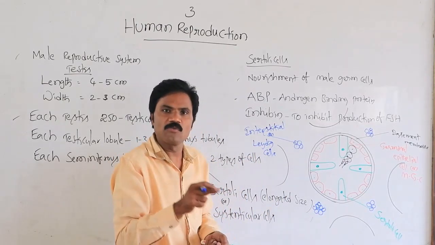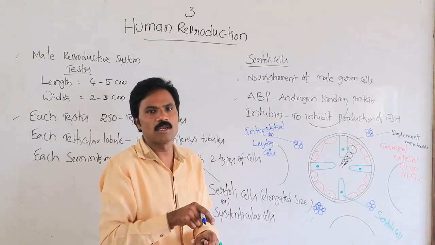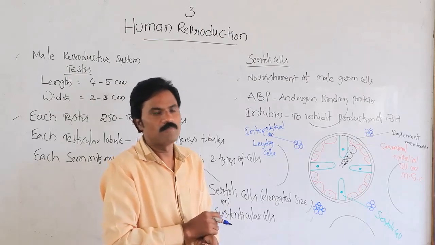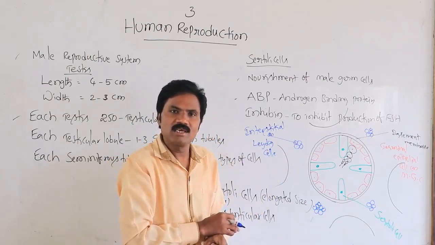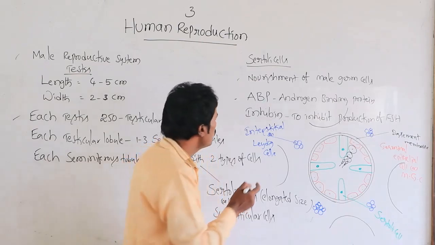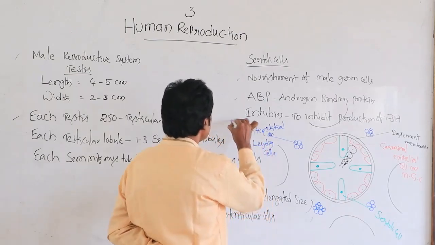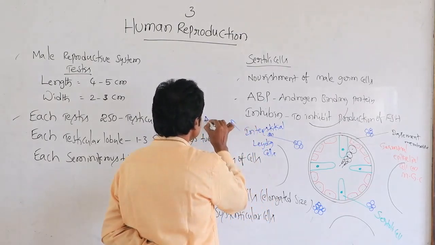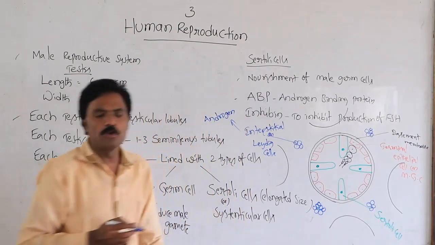Sertoli cells help in nourishing the male germ cells, along with the androgen binding protein. Apart from this, they secrete inhibin. Then what is the function of Leydig cells? The Leydig cells have the important role of producing androgen. It helps to produce the androgen.